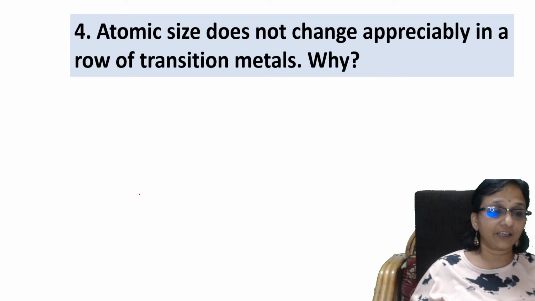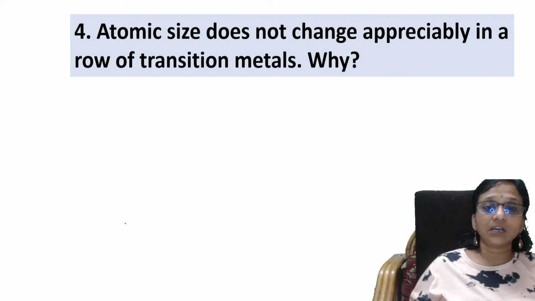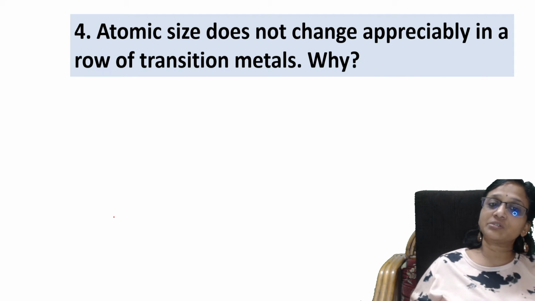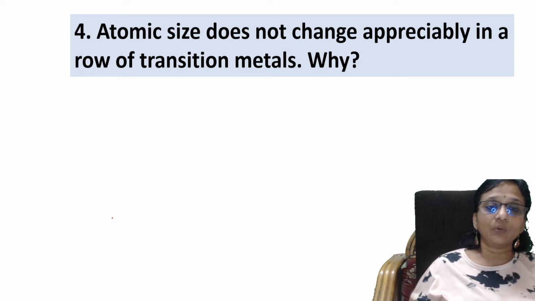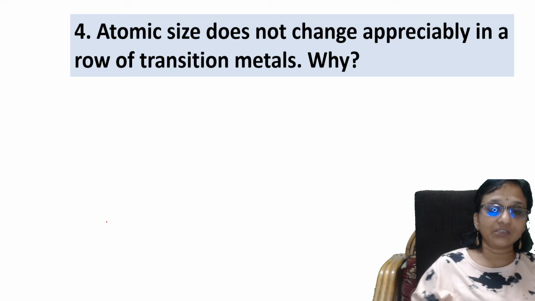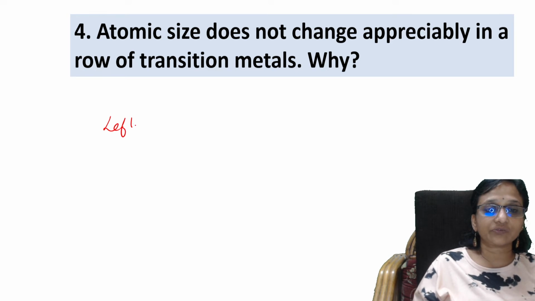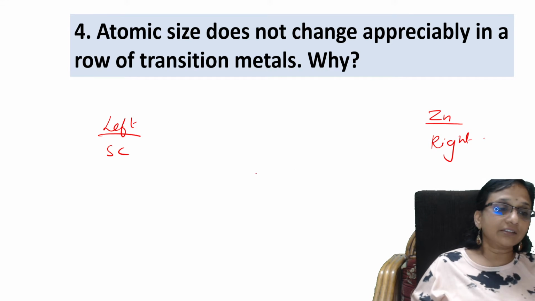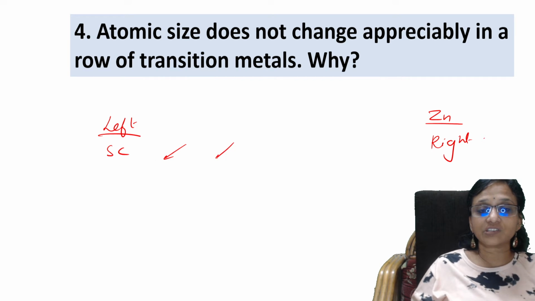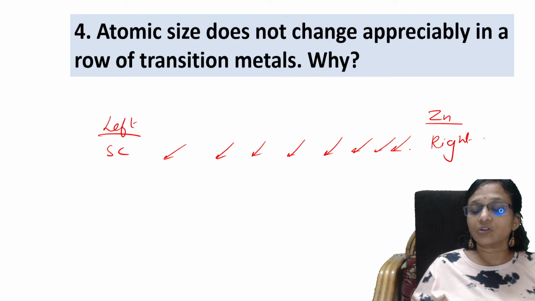Next question. Atomic size does not change appreciably in a row of transition metals. Why? Remember, when I check the transition elements from left to right, that is from scandium till zinc, what is happening, students? You are going to add electrons into the same d orbital. Perfect. So the same d orbital you are adding.